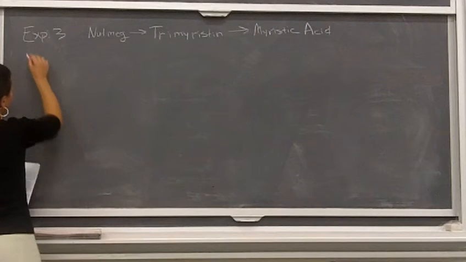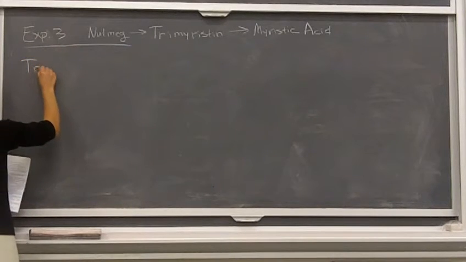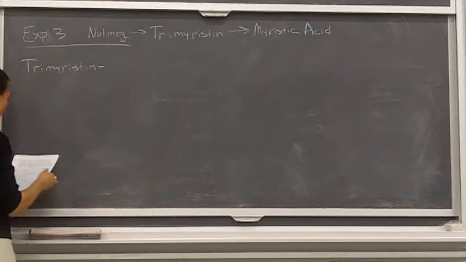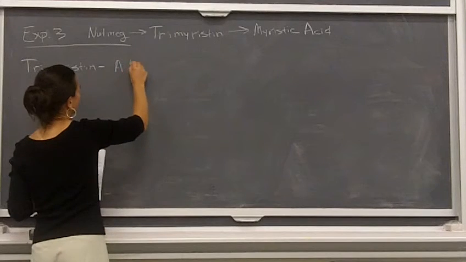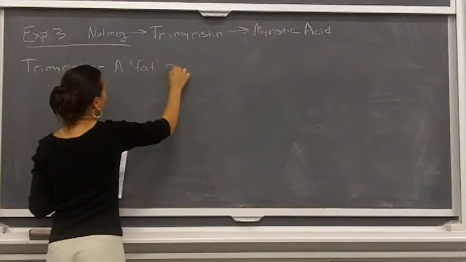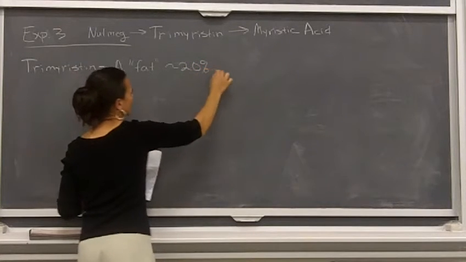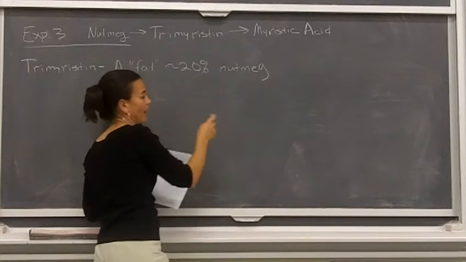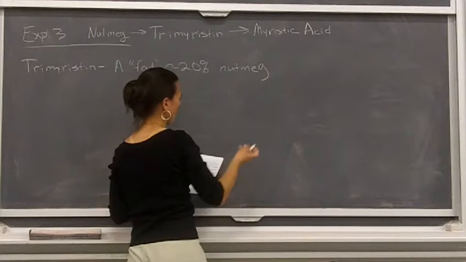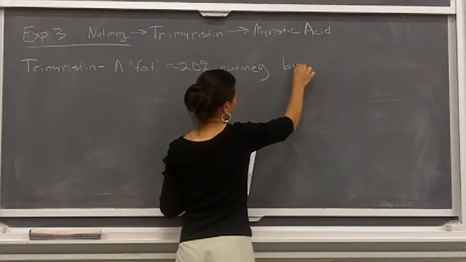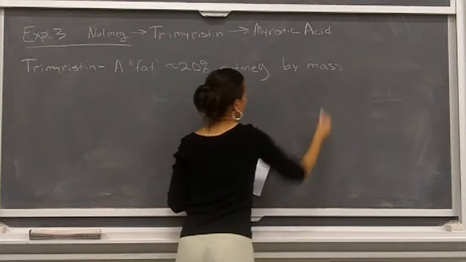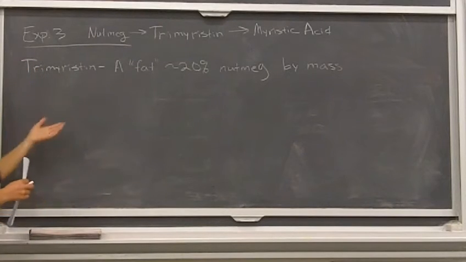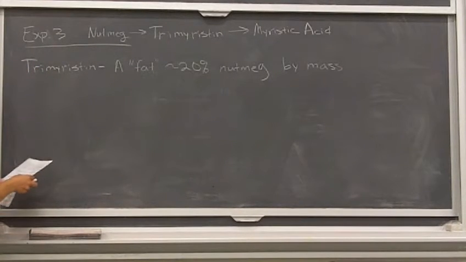So first of all, a little bit about trimyristin. It is a fat. About 20% of nutmeg is this fat. Okay, so there's other things in nutmeg besides just the fat. And this is calculated by mass, so we won't do mole ratios or anything like that. But when we do our extraction yield, about 20% is what should come out of the nutmeg, whether or not that's how much we get, okay?